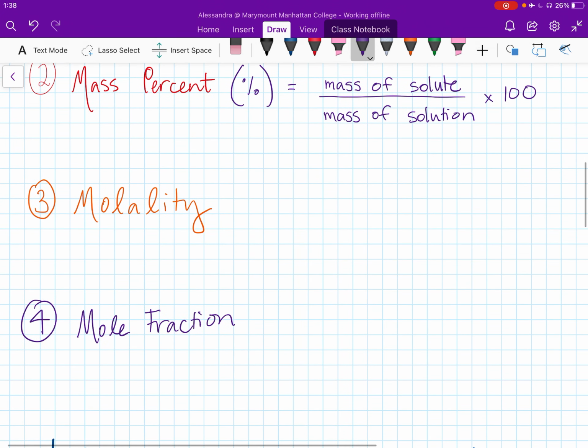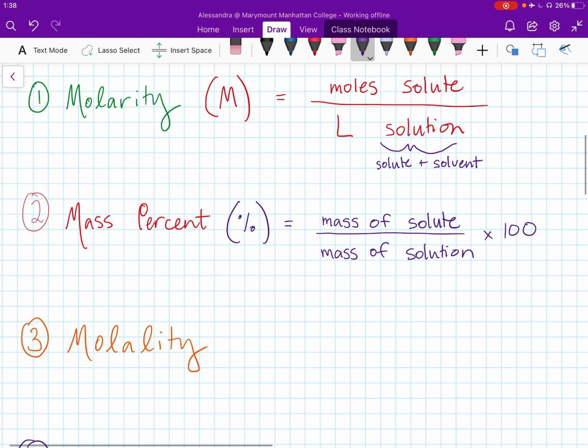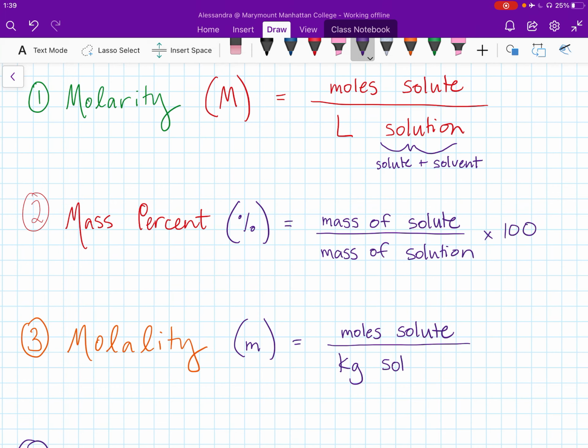Now, the other two units of concentration that we're going to use in this chapter are molality. Notice this is one letter away from molarity, but they are very different. Molality is denoted with a lowercase letter m rather than an uppercase letter, and it stands for moles of solute. So the numerator is the same as molarity, but the denominator is different. Kilograms of solvent only. So molality is very different because the denominator only takes into account the solvent, not the whole solution.